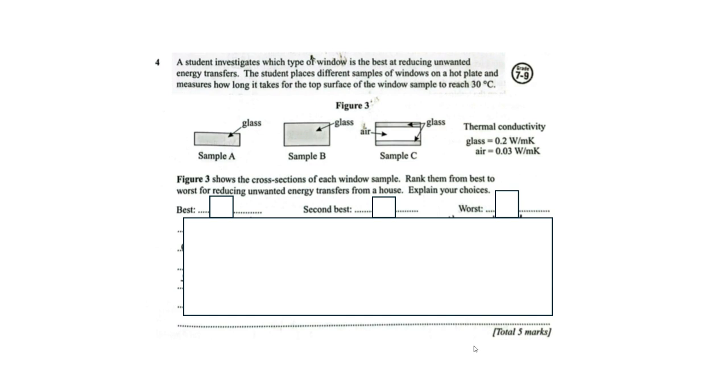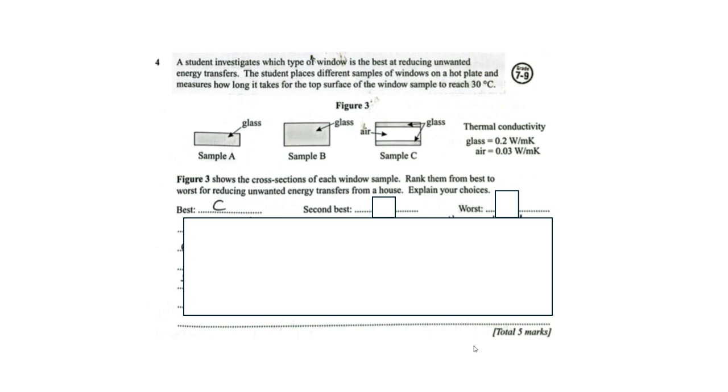Explain your choices. So the best one is going to be sample C, because you have a really thin layer of glass, but you have air in the middle, and air is really bad at transferring heat, and you can see that it is about 8 times better insulated than glass. So C is going to be better than B, even though they have the same thickness.